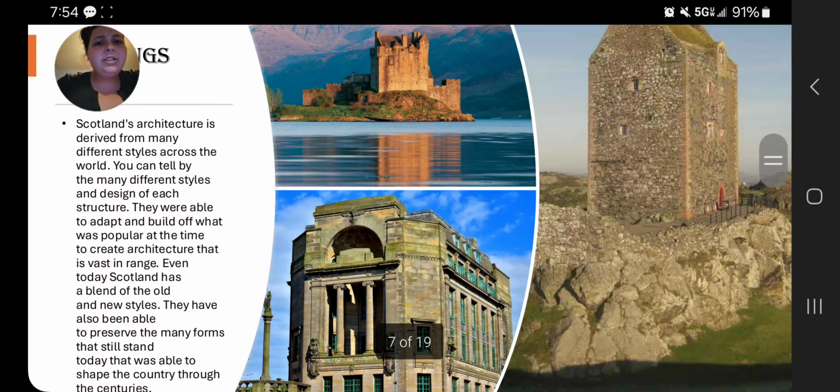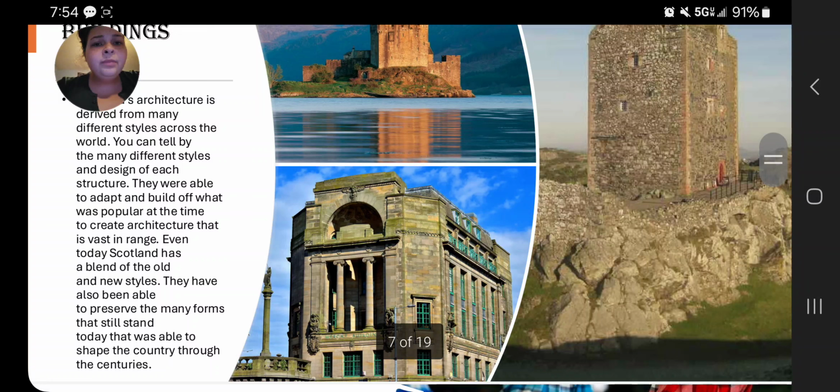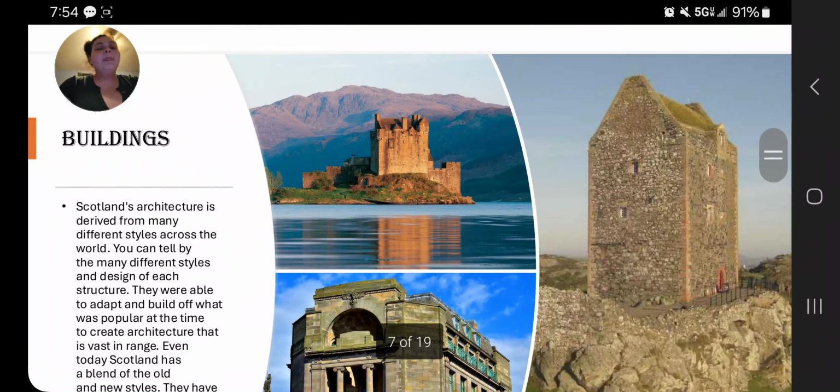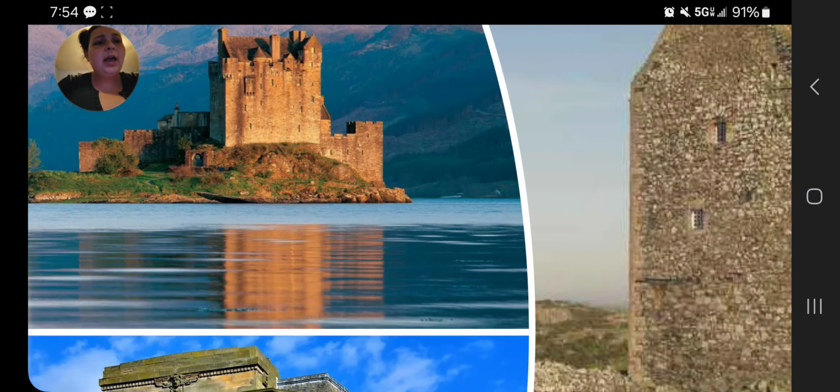So, Scotland's architecture is derived from many different styles across the world. You can tell by the many different styles and designs of each structure. They were able to adapt and build off what was popular at the time to create architecture that is vast in range. Even today, Scotland has a blend of old and new styles. They have also been able to preserve the many forms that still stand today that shaped the country through the centuries. And that's what really draws me to Scotland, because they have so many castles that you can go visit that are centuries old and beautiful, and they have taken care of those structures. They have preserved them as time has gone on.